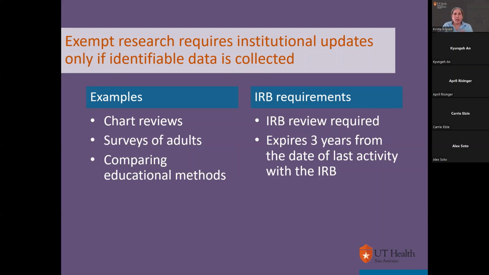And generally, we will give you a 3-year expiration date from the date of your last activity with the IRB. So when you submit your application and get it approved, that 3-year timer is going to start ticking. And your study will automatically expire 3 years from that date, unless you come back to the IRB with either some sort of an amendment or even just a letter saying, hey, I need more time. We can restart that clock again from 3 years.